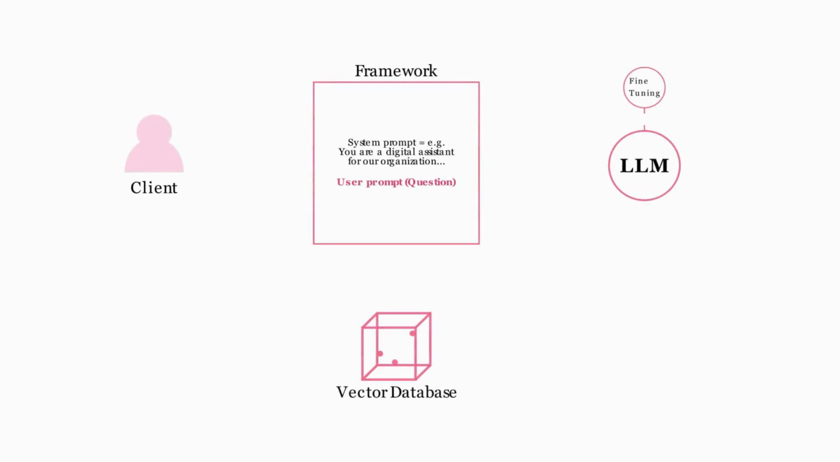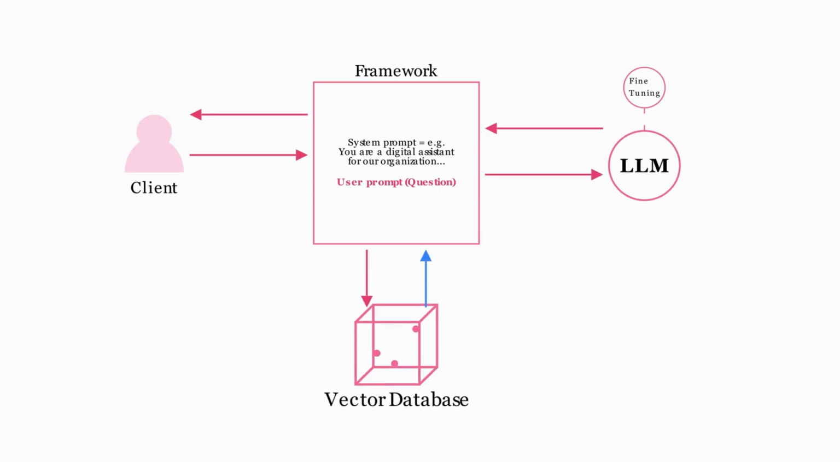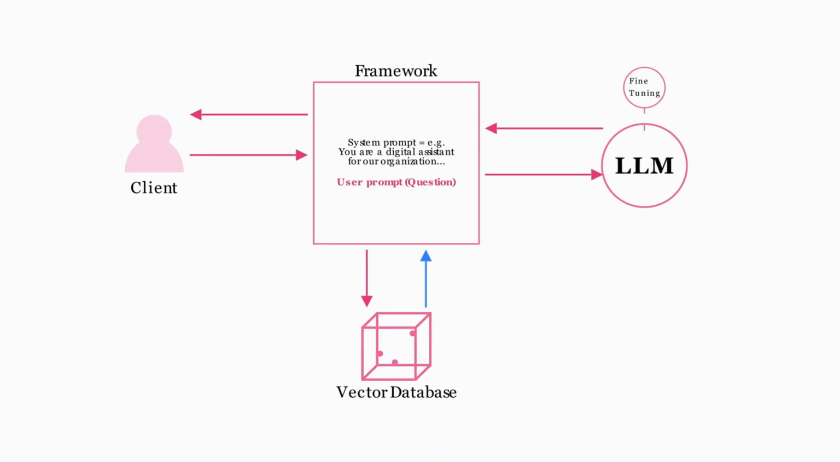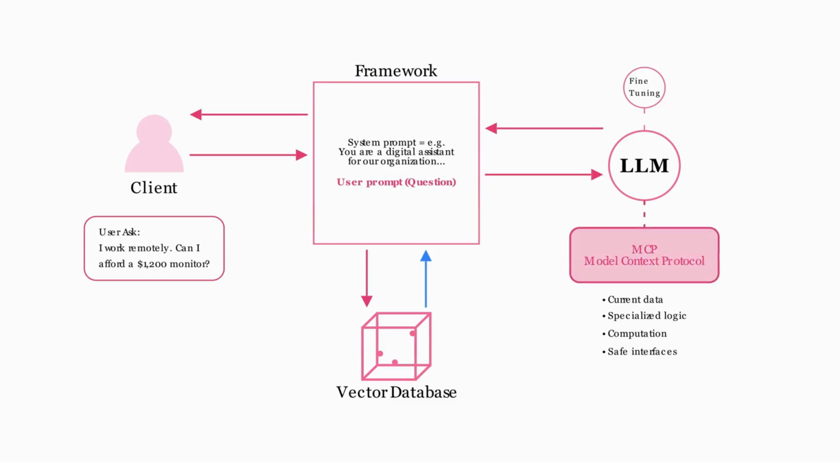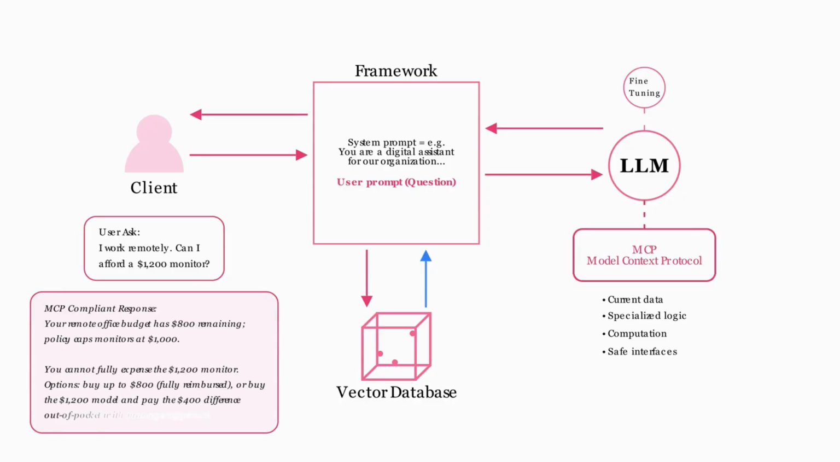Here is the final summary. Your vector database provides meaning. Your RAG system grounds truth. Your LLM reasons. And MCP tools provide access to systems that deliver current data, specialized logic, computation, and safe interfaces. Without MCP, AI remains intelligent but limited to static reasoning. With MCP, AI becomes reliable, extensible, and aligned with real-world systems.